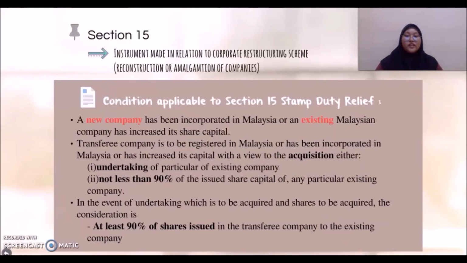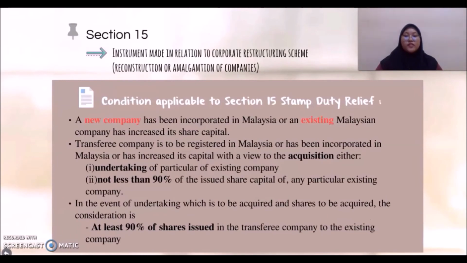Now I will continue our presentation with relief under section 15 and section 15A. Relief under section 15 is for an instrument made in relation to a corporate restructuring scheme, such as the reconstruction or amalgamation of companies. Amalgamation is the combination of two or more companies into a new entity.